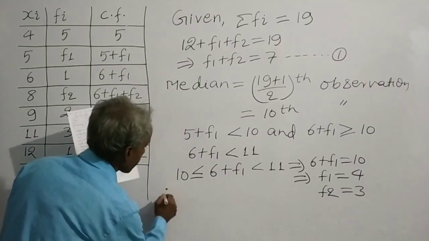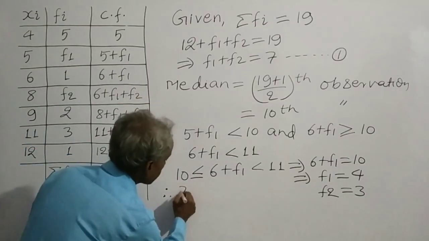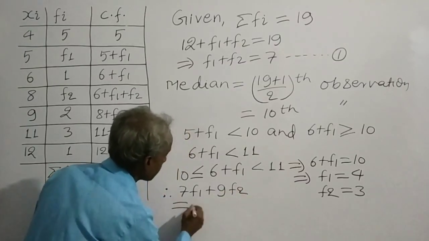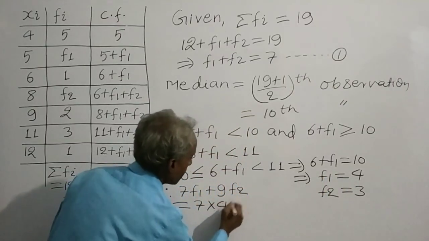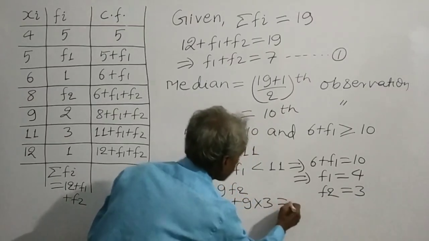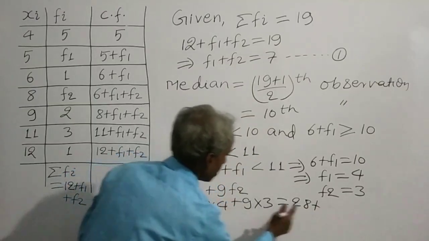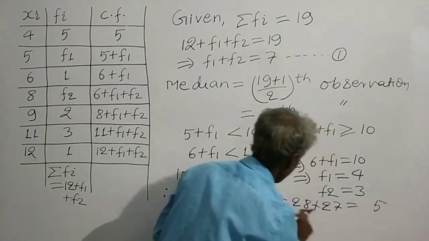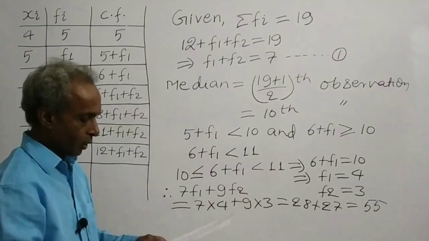Therefore 7 F1 plus 9 F2 will be equal to 7 times F1, which is 4, plus 9 times F2, which is 3. That is equal to 28 plus 27, that is equal to 55. Therefore, entry P of list 1 will be matched with entry 5 of list 2.